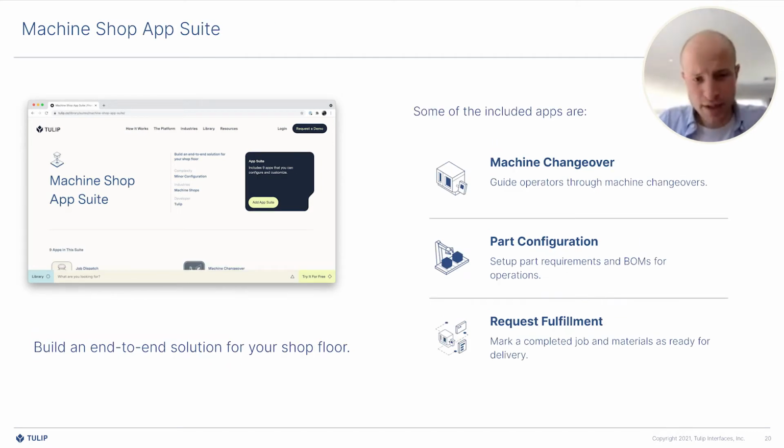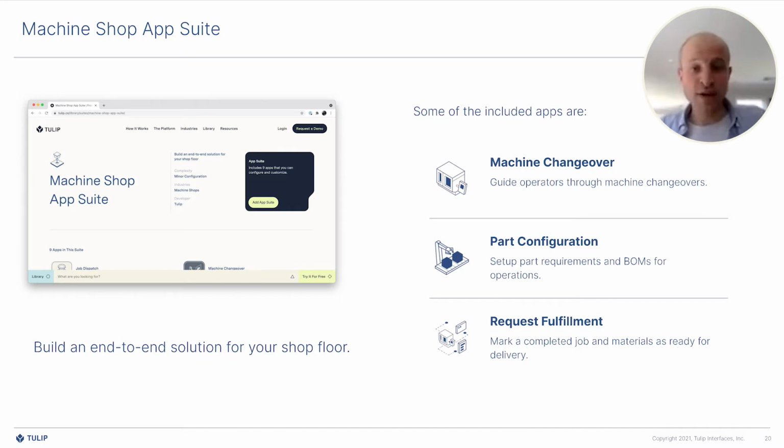And the other app, and this is actually not an individual app, it's an app suite that we wanted to share, is the Machine Shop app suite. So this is an end-to-end solution for your shop floor. These are just some of the highlighted apps, but you can track your machine changeover. Machines sometimes can have quite a complex changeover procedure that can be hard to follow. You can build a series of apps that allow the operator to go through step by step and make sure that the changeover is done correctly.